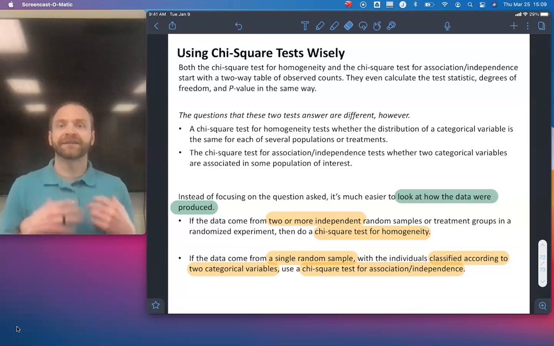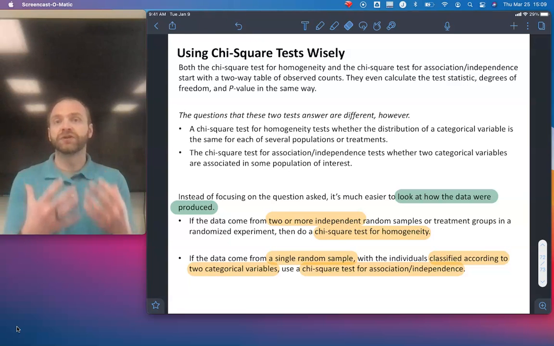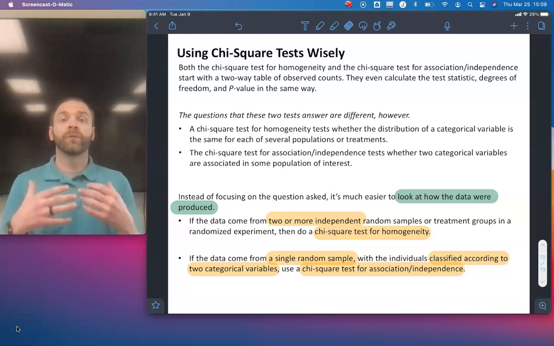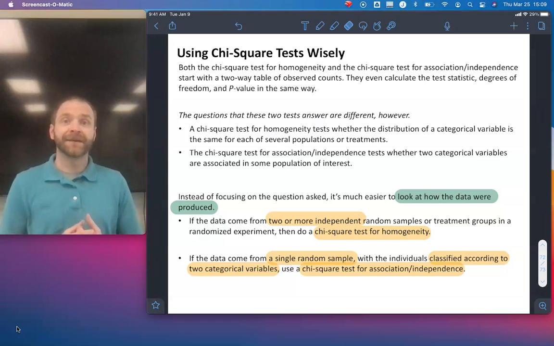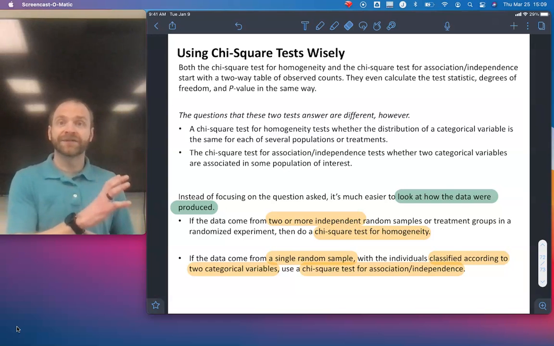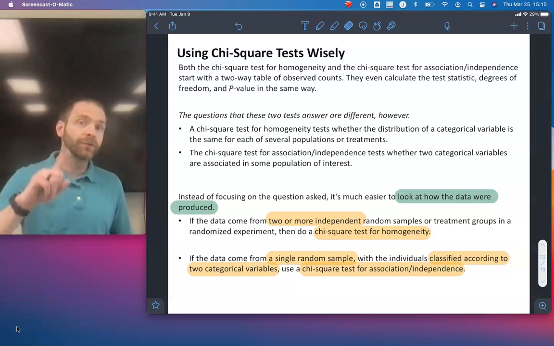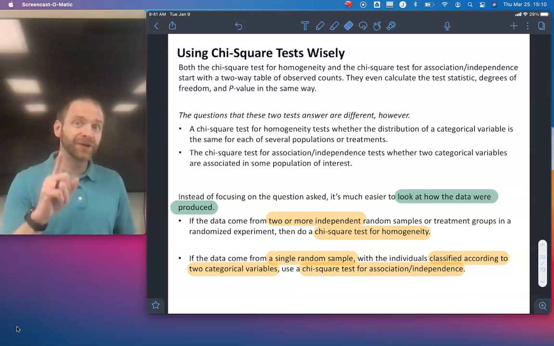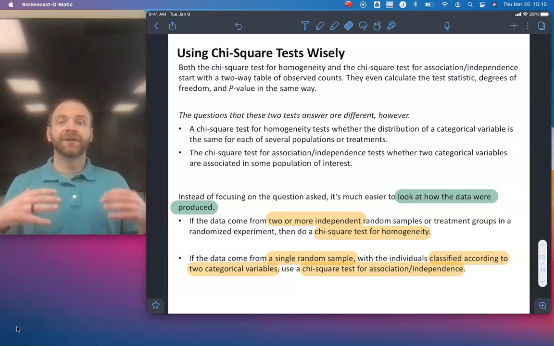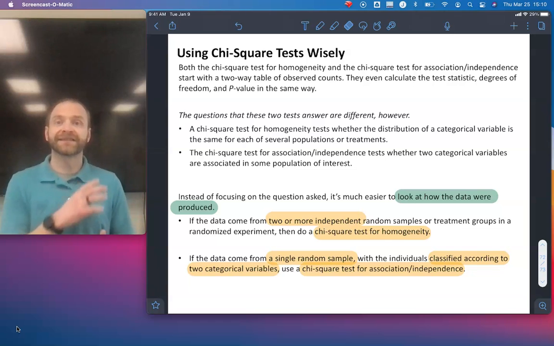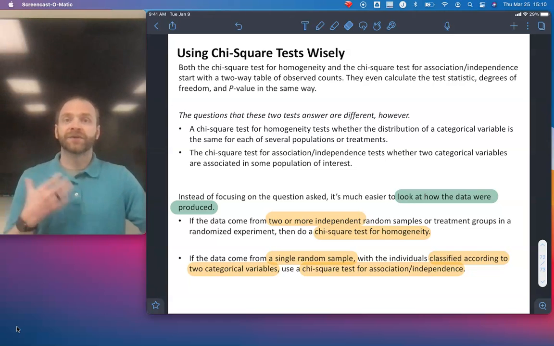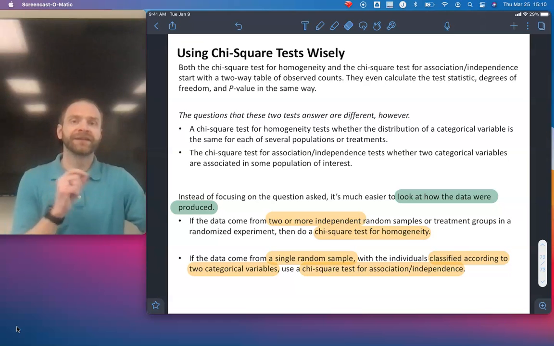How was the data collected? How was it produced? If it was two or more independent random samples, there's a very good chance we're going to the chi-square test for homogeneity. If it's one single random sample, we're looking at the classification between two categorical variables, and that's association or independence. So hopefully that helps clarify a little bit more the difference between association and independence chi-square tests and homogeneity chi-square tests.